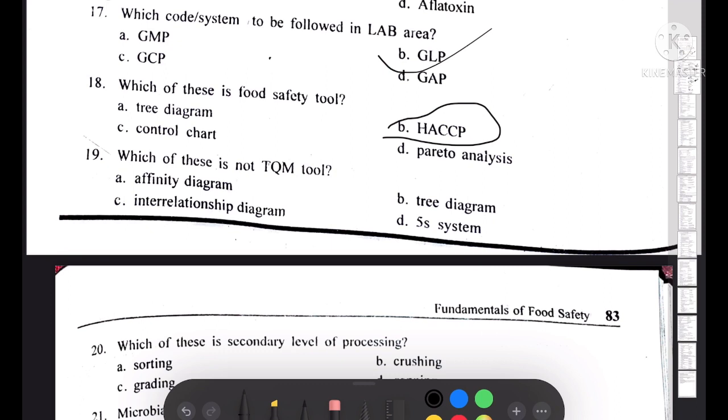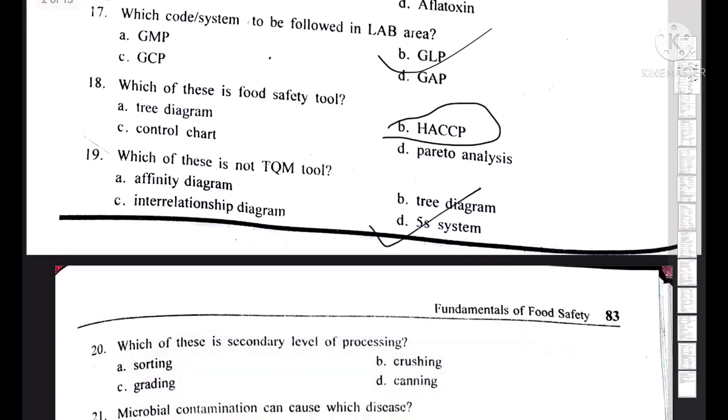TQM tool is a total quality management tool that helps organizations to identify, analyze and assess qualitative and quantitative data that is relevant to their business. These tools can identify procedures, ideas, statistics, causes and effects, concerns and other issues relevant to their organizations. Which of these is not a TQM tool? The options are affinity diagram, tree diagram, interrelationship diagram or 5S system. The correct answer is 5S system. 5S system is not among the TQM tools.